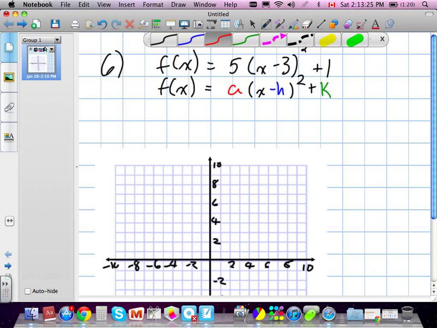What is my a value in this one? Yeah, my h value. And k. Okay, good. Now we got to talk about how these transform a graph.